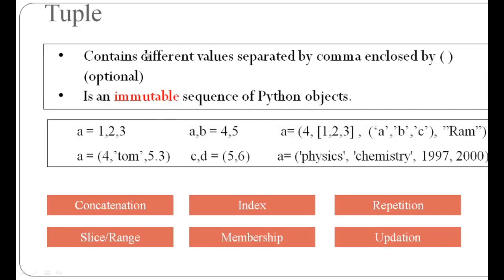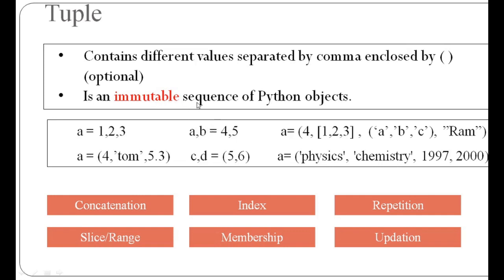Tuple. A tuple contains different values separated by commas and enclosed by parentheses. This parenthesis is optional. Here you can see that A equal to 1, 2, 3 means A will be a tuple with the three elements 1, 2, 3. Here A comma B is equal to 4, 5. It may look like a tuple, but it is actually a multiple assignment where A will be assigned the value 4 and B will be assigned the value 5.